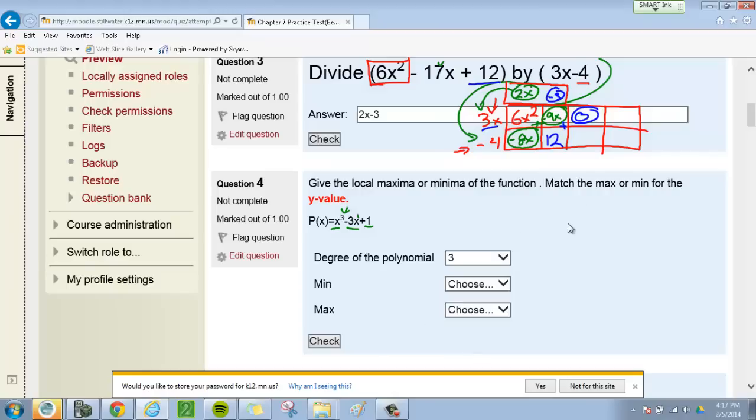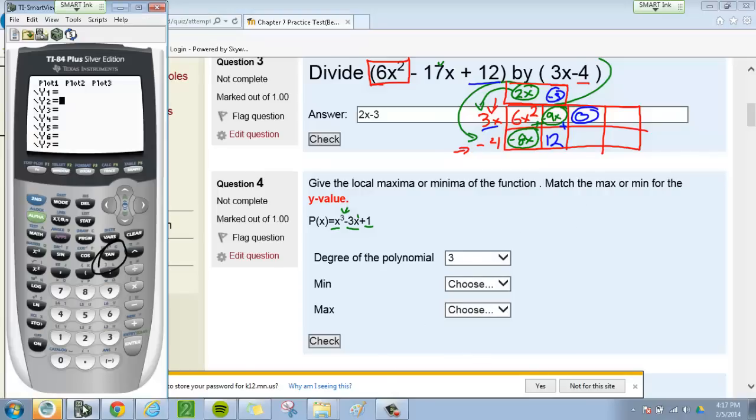But to find the max or min, you actually have to graph this one. So let's get our graphing calculator going on this one, and we'll put in that equation. So we have x. Let's delete this sucker. Get x to the third minus 3x plus 1. And so we'll graph that, and we get that graph right there.